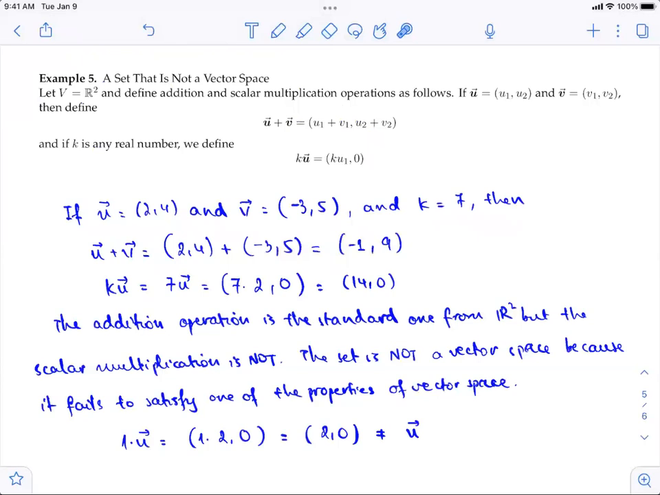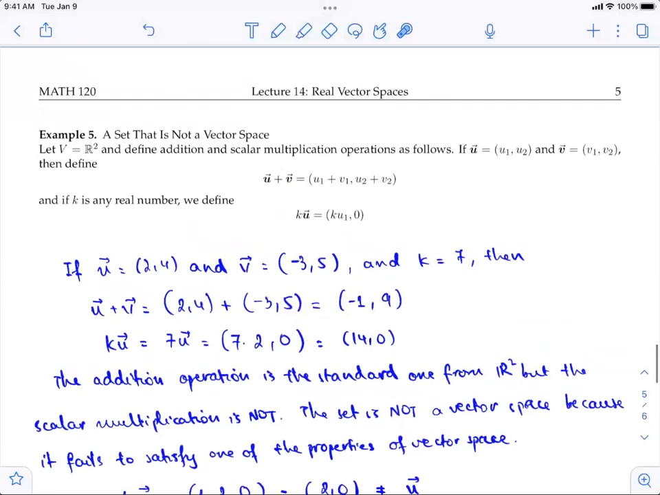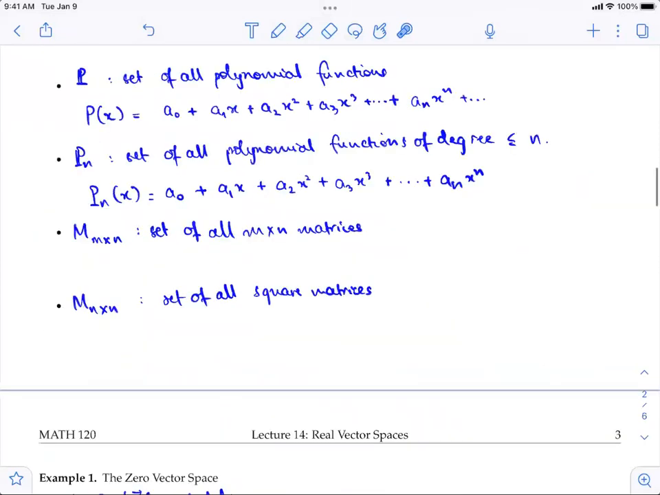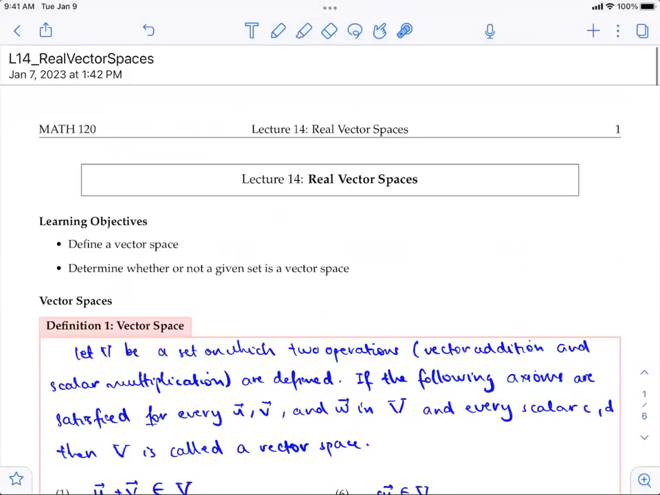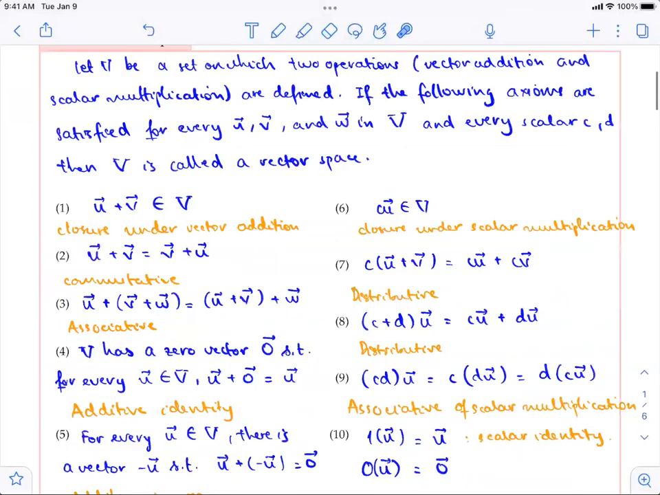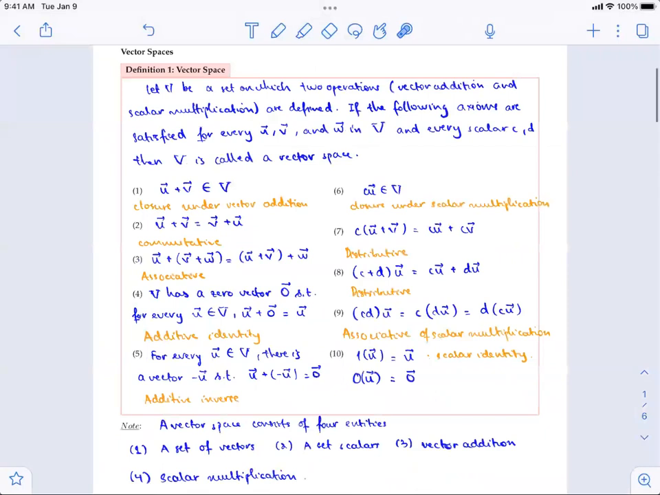All right, so that's it for me. In this lecture, we talked about the real vector space and looked at the definition of the vector space. For a vector space, there are 4 entities that you need to focus on. The first one is the set of vectors, the second one is the set of scalars, the third one is vector addition, and the last one is scalar multiplication.